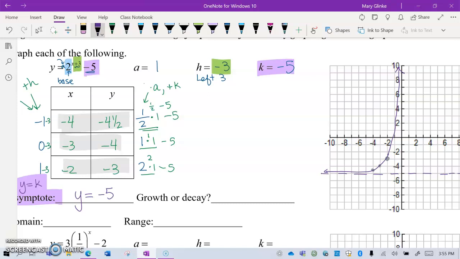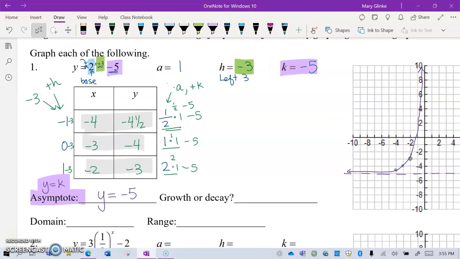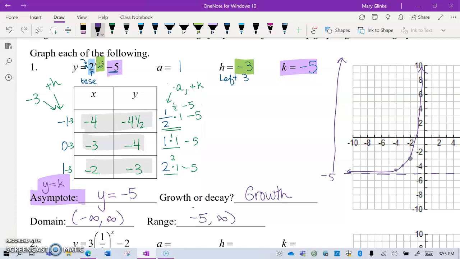So on your graph, you should see a slide, and you also should see this dotted line here showing your asymptote. Now our base here was 2, so our graph here represents exponential growth because from left to right it's going up. Your domain is -infinity to +infinity. Your range from low to high starts at -5 and goes up forever to infinity. And -5 has a parenthesis because we will never actually get to -5.